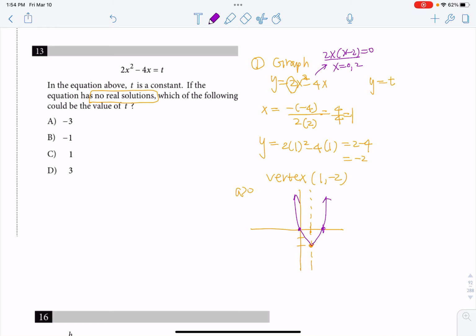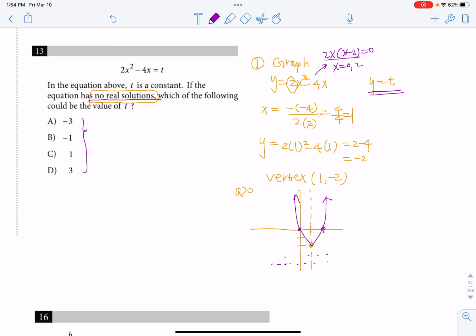And you're trying to graph y equal to t, which is a horizontal line. Any line you can draw here, here, anything. Then what t value will give you two function intersecting points will be nothing, with no real solution. So when you draw a line at negative 3, the graph looks like this, and there's no intersecting. So A is the right solution.